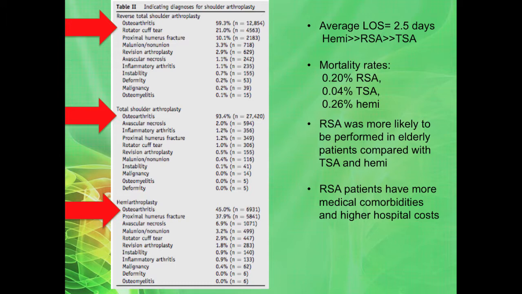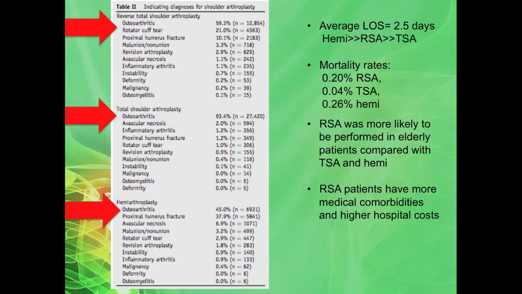Now what we're looking at here is what are the typical diagnoses that our patients would be coming in with who undergo these procedures. So the indicating diagnosis for a reverse total shoulder, typically the primary diagnosis is osteoarthritis, followed by a rotator cuff tear. So most of these patients do not have an intact rotator cuff, and they may have undergone a primary total shoulder replacement, but because they didn't have a rotator cuff, the total shoulder replacement failed and they ended up undergoing a reverse total shoulder arthroplasty.